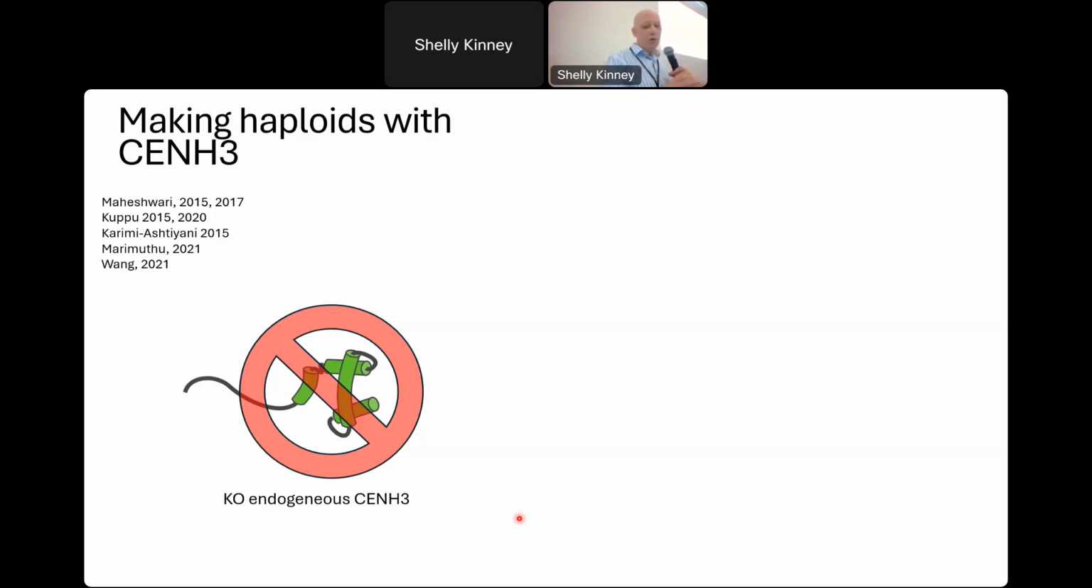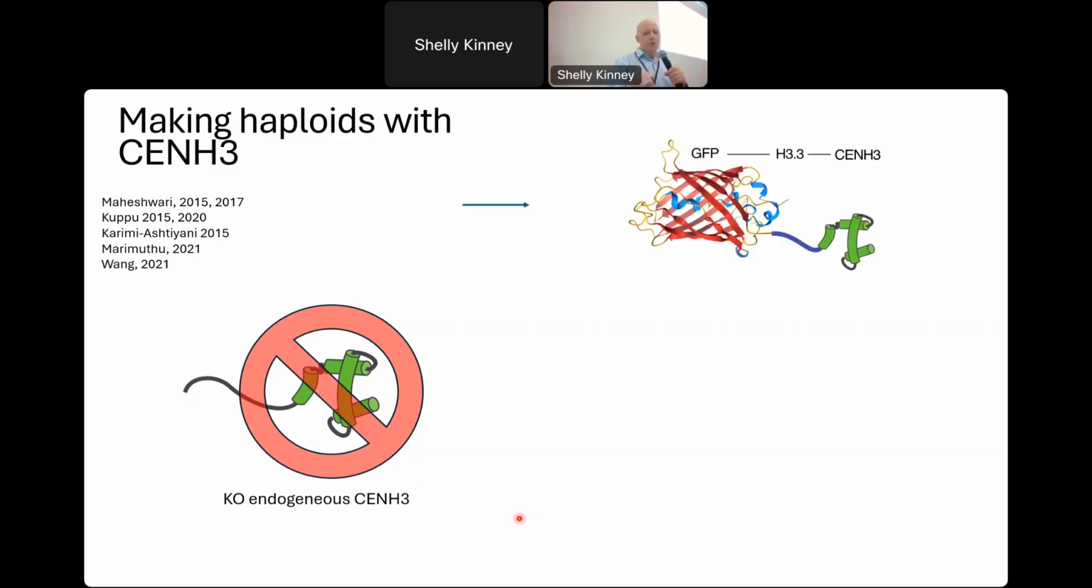But the way the technology works is this. You first have to knock out the endogenous SNH3, and then in the original method, Simon and Ravi made a fusion protein that consisted of the SNH3 histone fold domain, then fused a different N-terminal peptide from a different histone, and then fused the GFP. This is also referred to as the tail swap, and it's high efficiency. It also makes the plant somewhat sick.